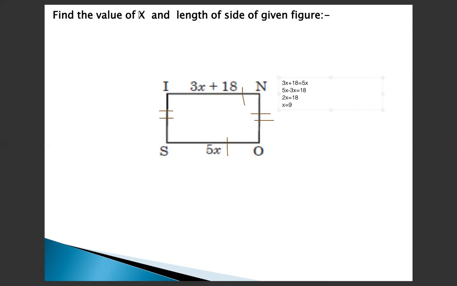We also need to find the value of side. So the side of 5x will always be equal to 3x plus 18. To simplify the equation, we can find the value of 5x only. So the value of x is 9, and if we do 5 into 9, that comes out to be 45. So we can say the length of one side of the rectangle or two sides of a rectangle is 45.